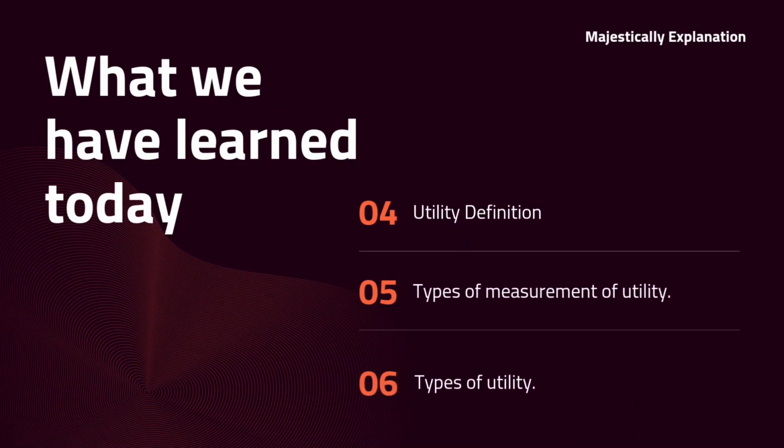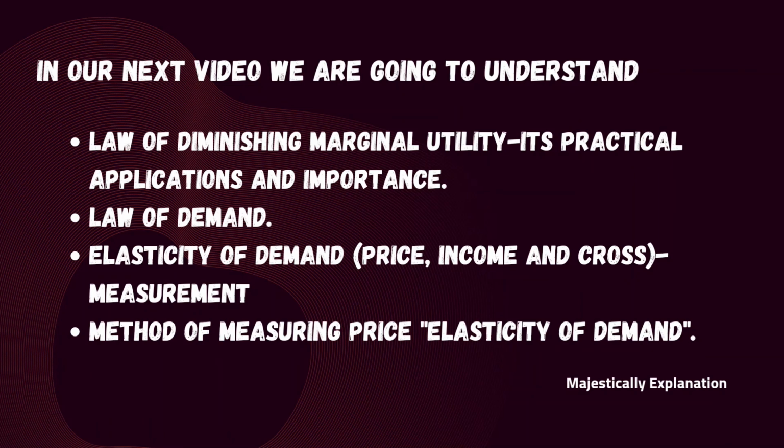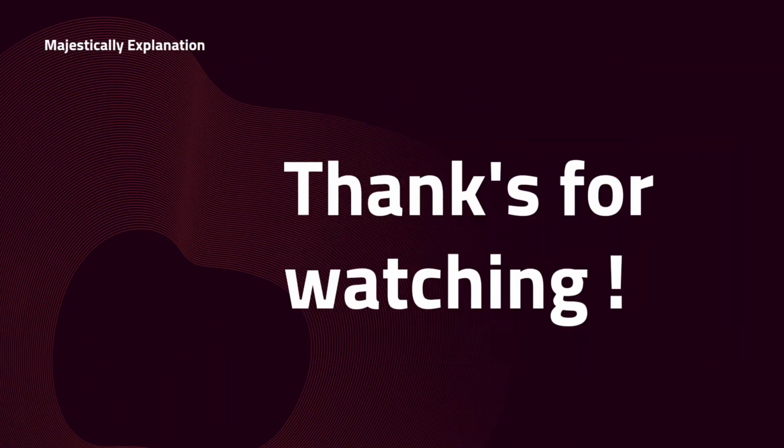What we have learned today: we have seen the utility definition, types of measurement of utility and types of utility. I am sure you have a clear idea of this. In our next video, we are going to understand the law of diminishing marginal utility and its practical application and importance, the law of demand, elasticity of demand, price, income and cross elasticity and their measurement, and our last topic, the methods of measuring price elasticity of demand.